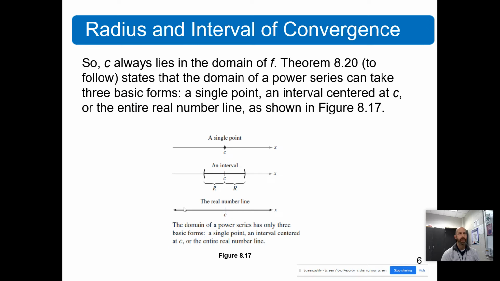Now, if we look at this figure 8.17, we can see the 3 different scenarios for a power series radius of convergence. The radius of convergence can be a single point, c. The radius of convergence can be an open interval that's some distance r from c, or it could be the entire real number line. Those are the 3 scenarios. That's for the radius of convergence.